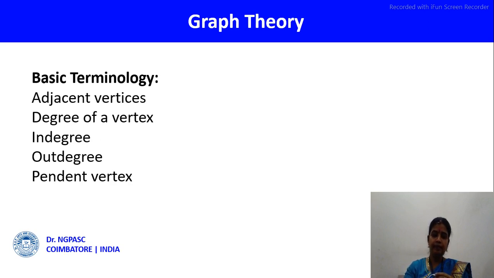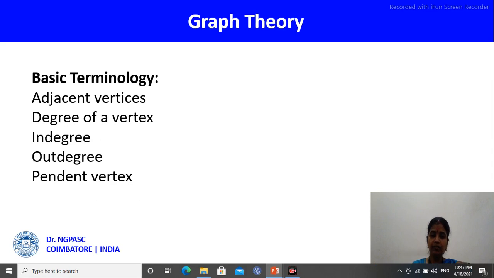In-degree of a vertex is the number of edges ending in that vertex. Out-degree of a vertex is the number of edges starting from that vertex. Pendant vertex: a vertex with only one edge is called a pendant vertex.